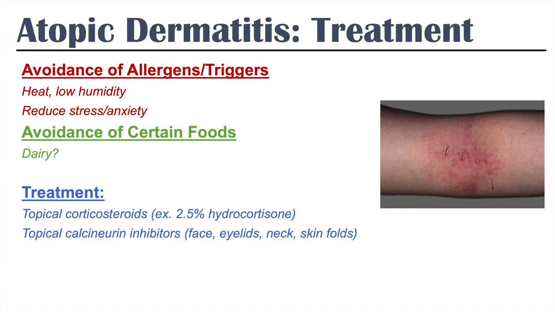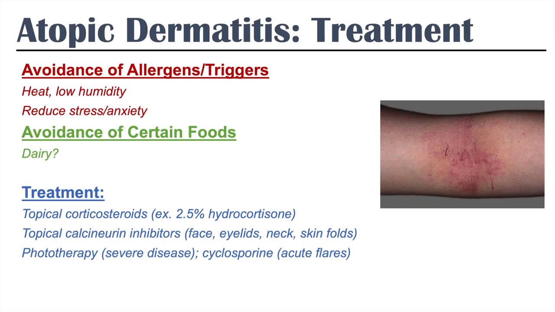Another one we can use is topical calcineurin inhibitors. And topical calcineurin inhibitors are generally used when you need to use the steroids on the face or the eyelids or the neck or the skin folds. And the reason for this is because using corticosteroids for a long time in these areas like the face, eyelids, and skin folds can lead to thinning of the skin. And we don't want that. So if you're needing to use steroids in these areas of the body, you can think about changing to a topical calcineurin inhibitor. And then for severe disease, we can think about using phototherapy.